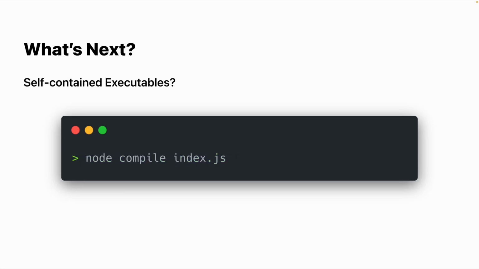What about self-contained executables? Imagine if you could just run node compile index.js, and that would give you a self-contained binary with the node runtime and your code. Getting rid of the install step when distributing something like a CLI is a great start, but you're still depending on your users to have a compatible version of Node installed. Building a self-contained executable solves that problem too.